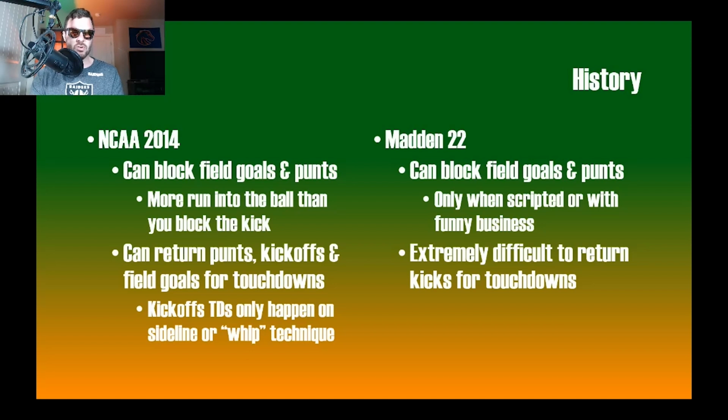So for NCAA 2014, there's a couple of things you can do. You can block field goals and punts. You more run into the ball than you block the kick. You can return punts and kickoffs and field goals for touchdowns. The kickoff TDs only happen when it's sideline or a whip technique. Let's check out, first of all, that block, and then the whip technique and the sideline returns.